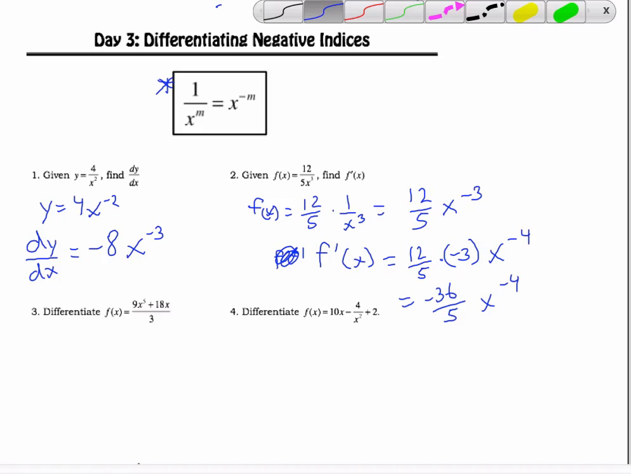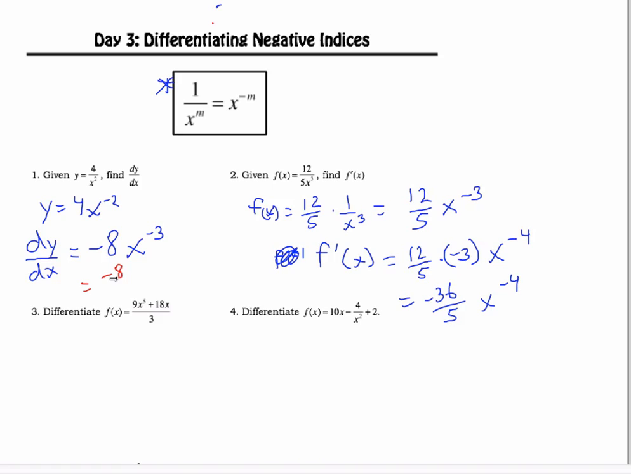Okay, and it's worth noting that sometimes you might see an answer like this written as negative 8 over x cubed, because x to the power of negative 3 is the same as 1 over x cubed. Or you could rewrite this one as negative 36 over 5, and then x to the power of 4 in the denominator. So these are equivalent.